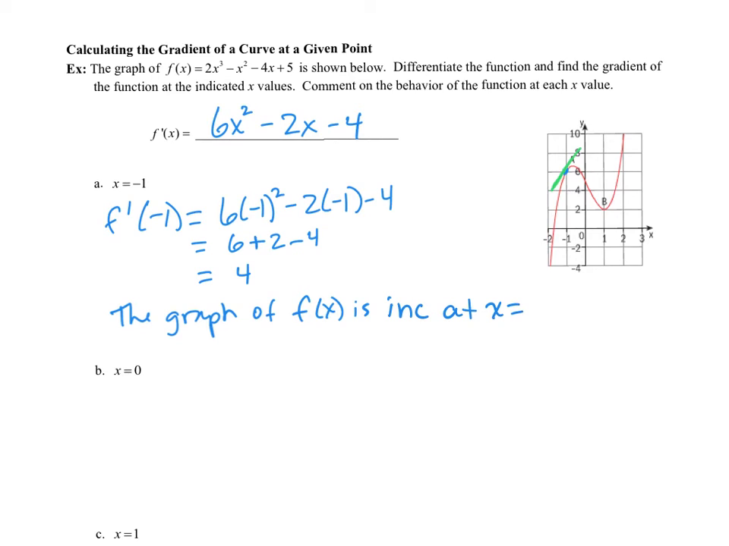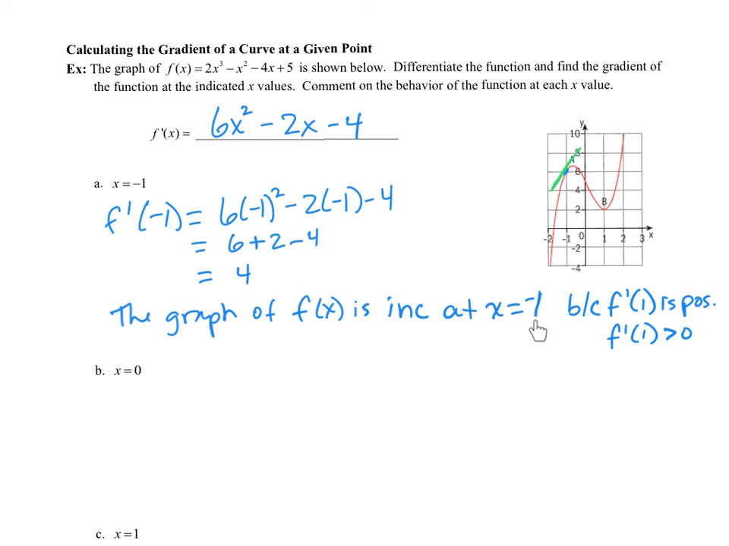At x equals negative 1. And then we want to say why is that? And the reason why is because f prime of negative 1 is positive. Or sometimes you'll say f prime of negative 1 is greater than 0. That's another way of saying that it's positive, okay? So we were asked to comment on the behavior of this graph at x equals negative 1 using the derivative. So we just make the statement. The graph of our function f of x is increasing where?